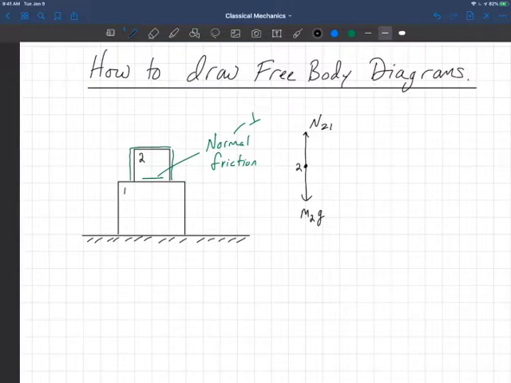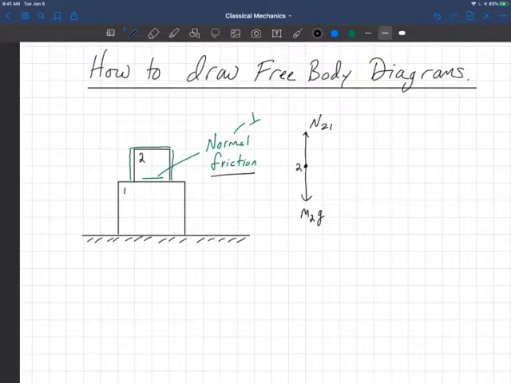Now, I've drawn it the same length as the weight vector because I know where this is going. However, in general, you do not know what the length of that normal force is going to be. You always have to solve for it. All right, then we can have a frictional force. Well, if we had a frictional force, the question is which way would it be?